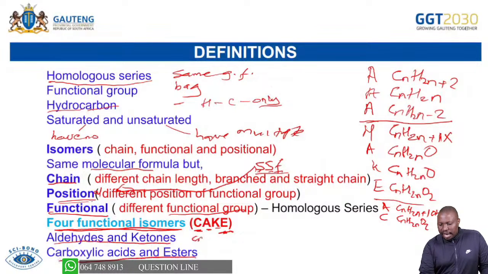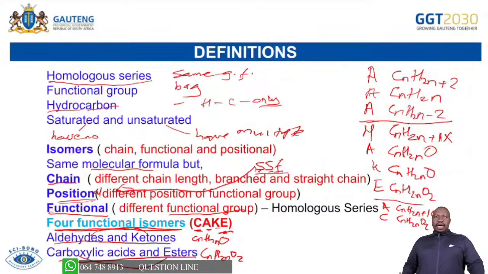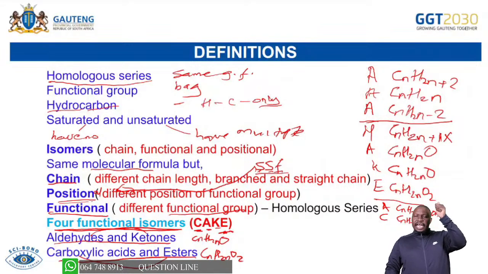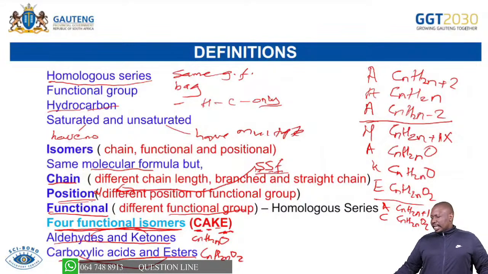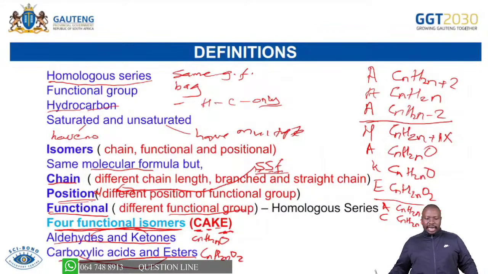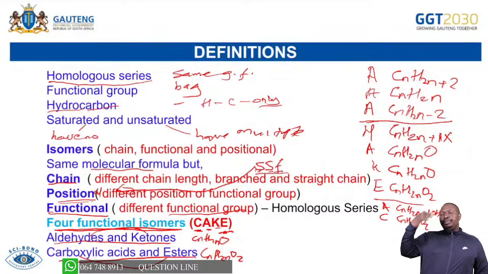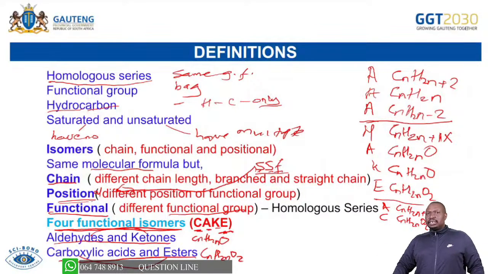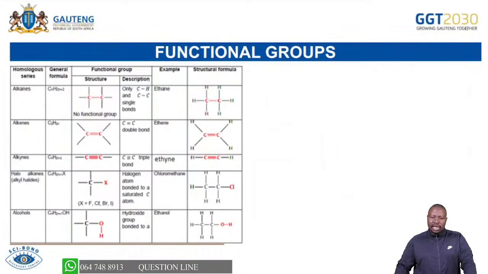And we said this is CnH2nO, but these others are CnH2nO2. These 2 are functional isomers, and aldehydes and ketones are functional isomers. I hope you are happy with the isomers and you will be able to identify them. And if you check your chain isomers, they will be belonging to the same homologous series. But when it comes to functional isomers, they belong to different homologous series because they have different functional groups.